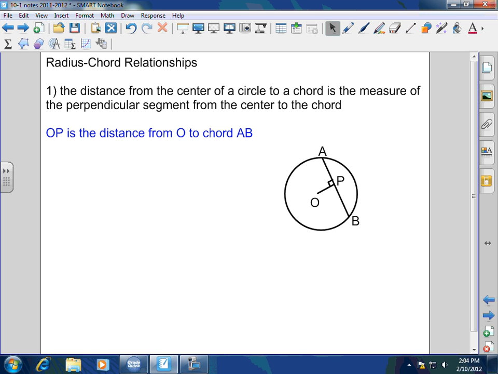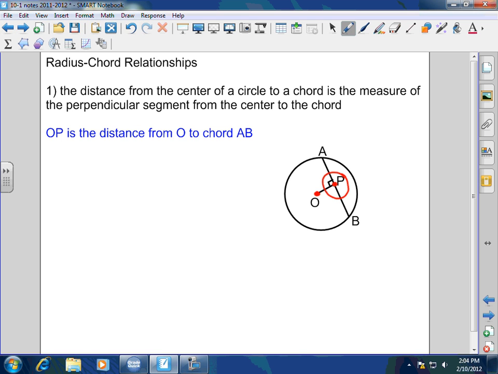So if they ever say to you, find the distance from the center to the chord, you're going to be looking for the distance of the segment that is perpendicular to that chord. We're going to prove all of this in a second, okay? But that's when they ask you on an SAT, on my test, on a homework, find the distance of OP in this case. Well, you better darn sure make sure that OP is perpendicular to AB.